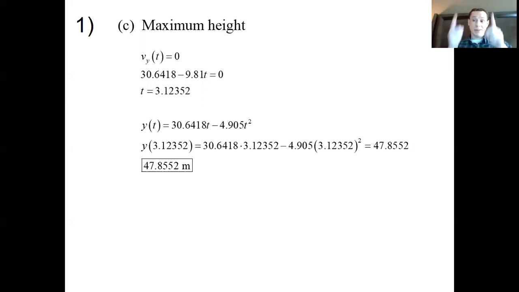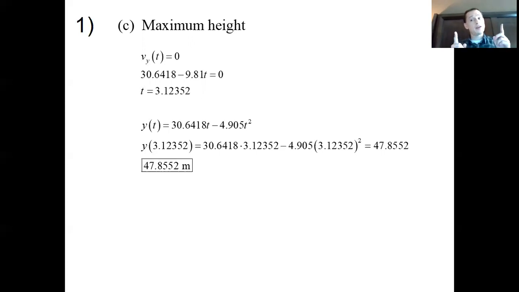So what that means up and down wise is the velocity in the y direction, up and down, at the top is always 0. You let that guide you, you set up your velocity in the y dimension equation, set equal to 0, solve for t, and you get about 3.1 seconds or so.